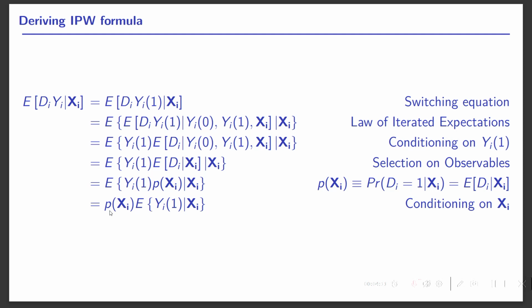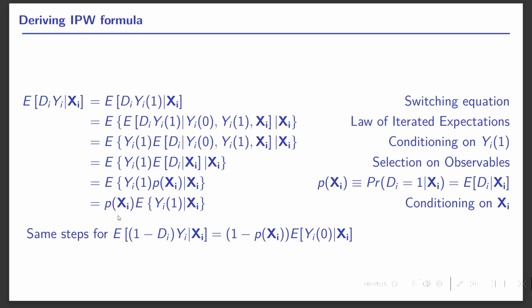Now, if we do the same steps, but instead with the expected value of 1 minus di times yi, then we end up with something very similar, but for the potential outcome for the untreated. Now, this looks a bit different from the IPW formula that we've seen earlier. So how do we get to that formula?